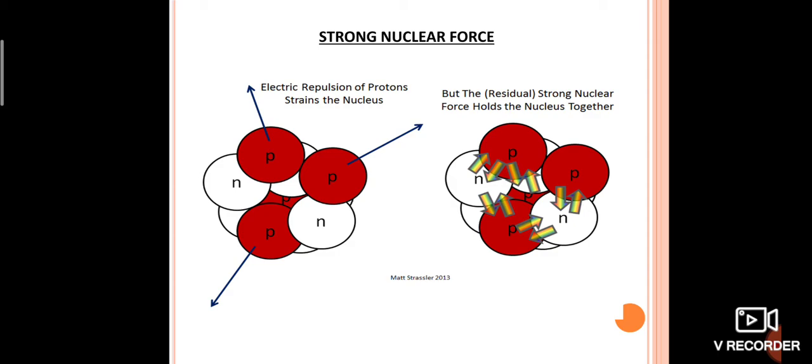This instability is balanced by the strong nuclear force. This nuclear force holds the nucleus and makes the nucleus stable. It is the strongest force in nature. The range of this force is 10 raised to minus 15 meter.